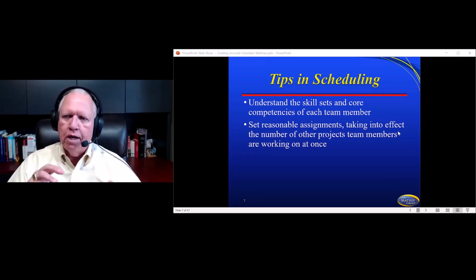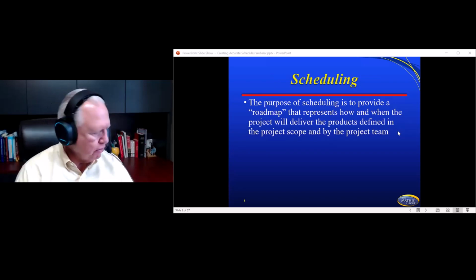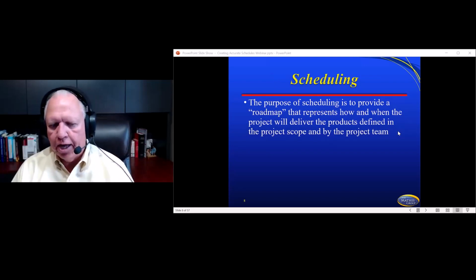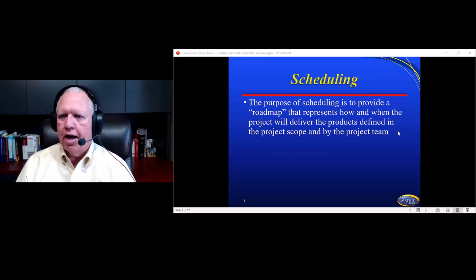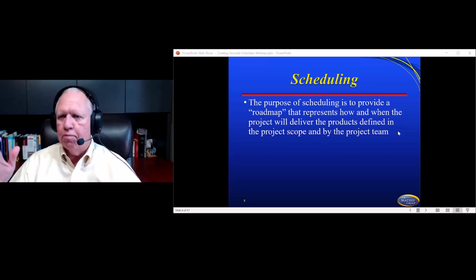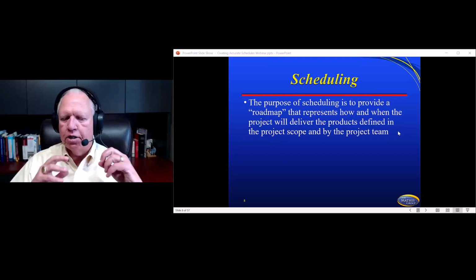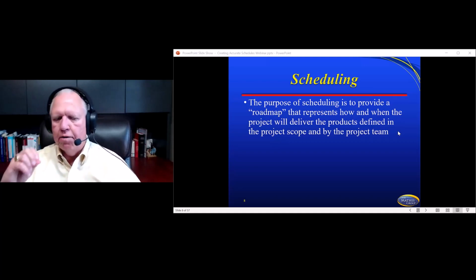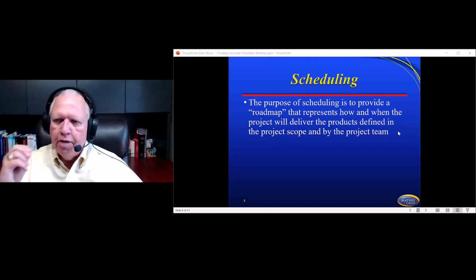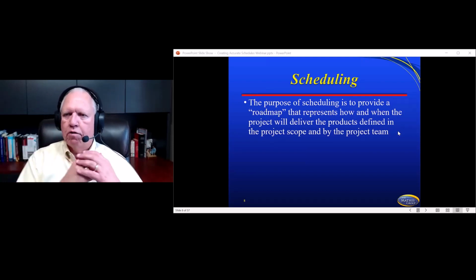So how are we measuring how fast or how long something's going to take? Now, in scheduling, the purpose of scheduling is to provide a roadmap of how to get through the project. On the Agile side, and Scrum in particular, it'll talk about the roadmap. That's really what you're looking for. It represents how and when the project will deliver the products defined in the project scope and by the project team. So your team is always going to be your most important piece if you're using the same resources as many of you are. And part of that's going to be based on time of year.